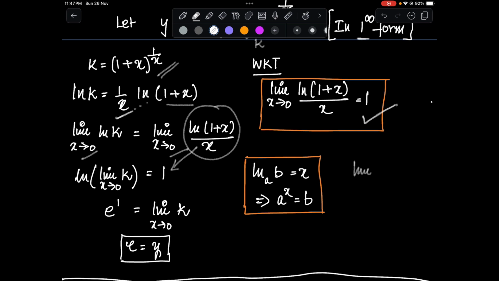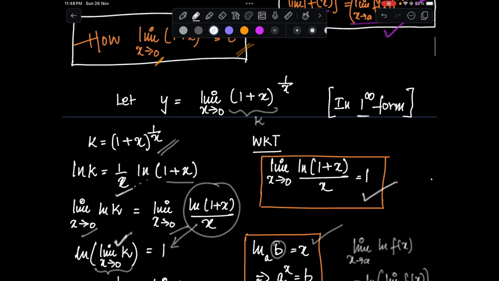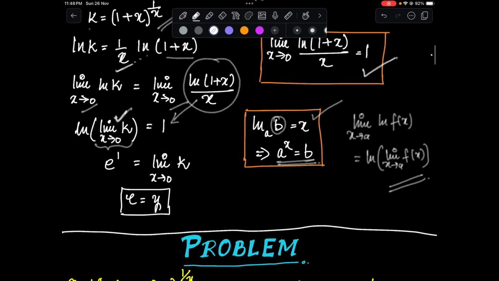So if I have limit x tends to a of ln f(x), then it can be written as ln of limit x tends to a of f(x). Because of this reason I am taking the limit inside. Now you know that this is working like a b over here, right? So this property you should know: whenever you have log of b base a is equal to x, this is the same as this. So I'm trying to bring it to that form because now I need this value, limit x tends to 0 of k. That's what I'm worried about now.